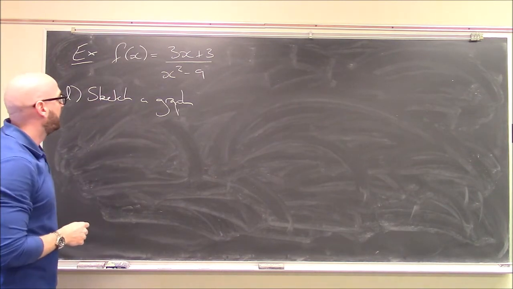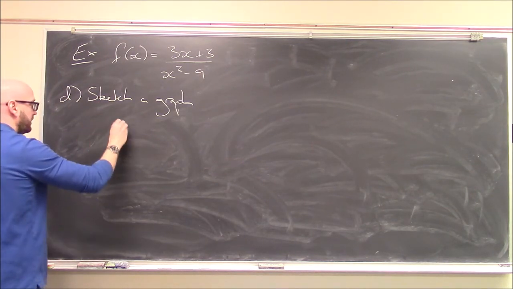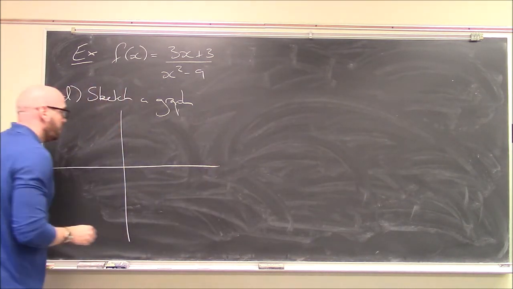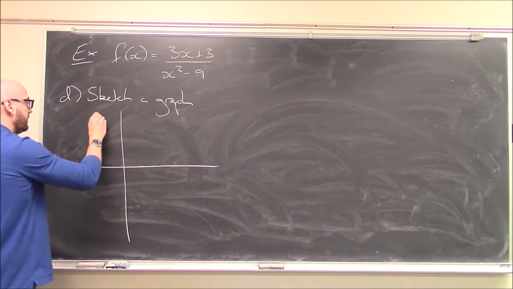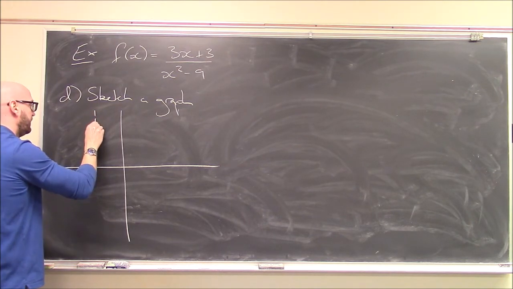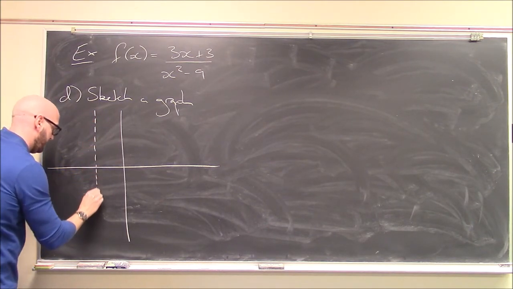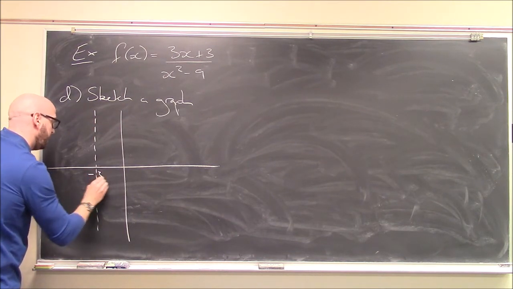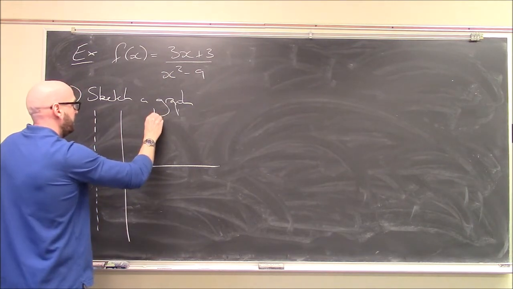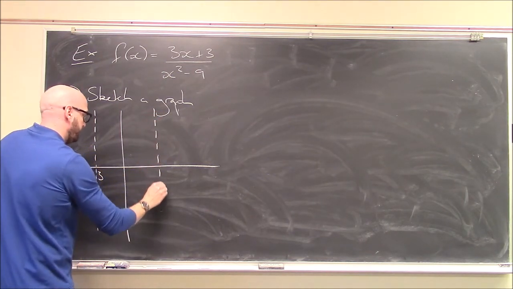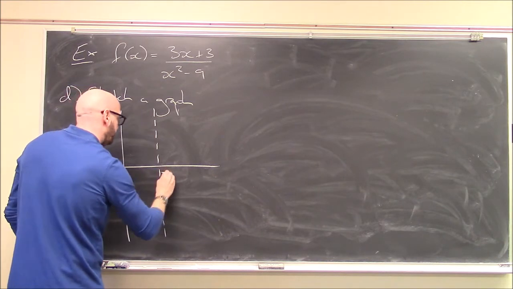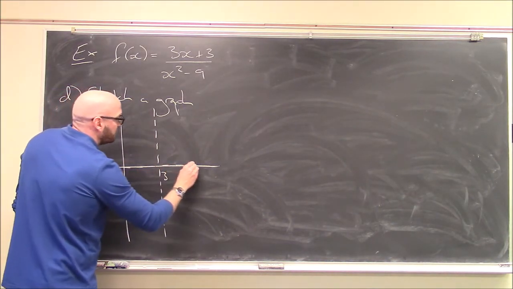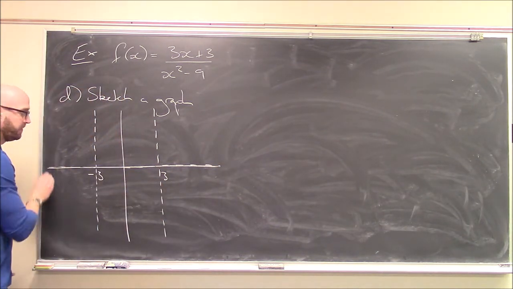So lastly, let's sketch a graph. We had two vertical asymptotes, right? We had vertical asymptotes at plus or minus 3. So let's say this is happening at minus 3, and we'll put another one here at positive 3. We have a horizontal asymptote, which is our x-axis. So there's the horizontal asymptote.